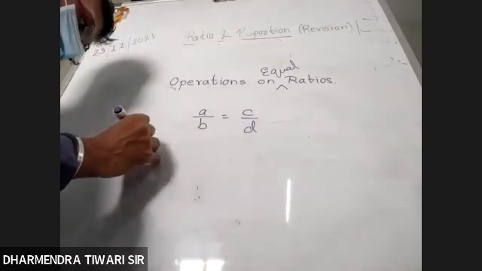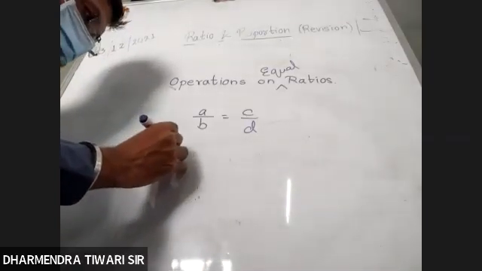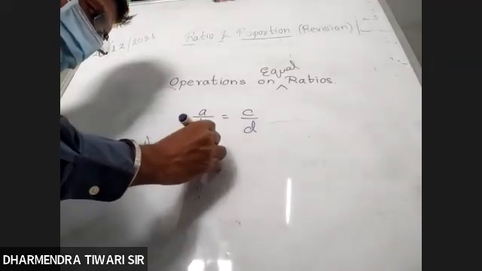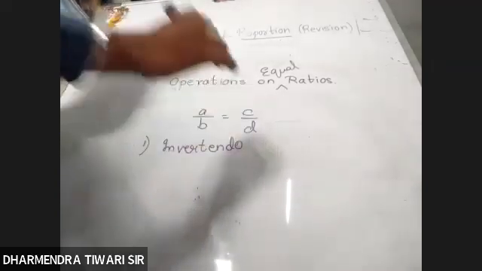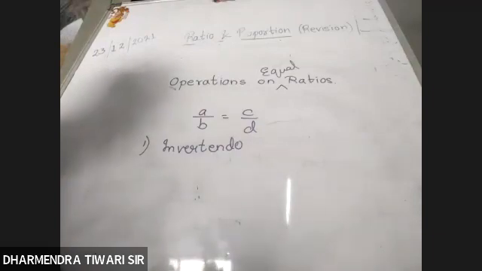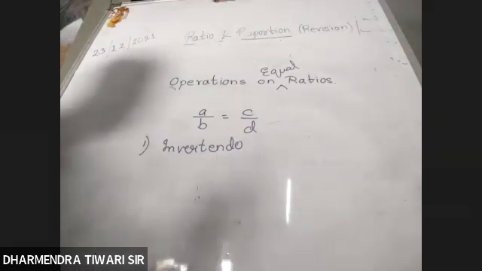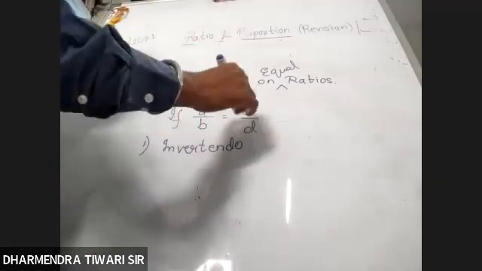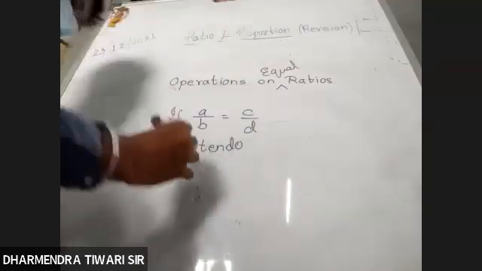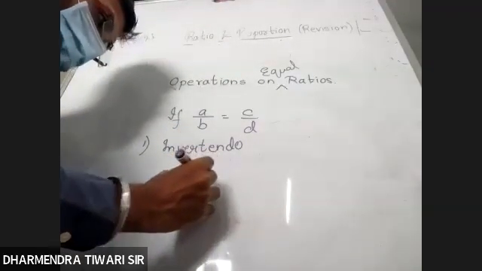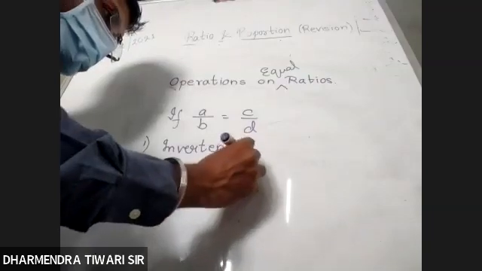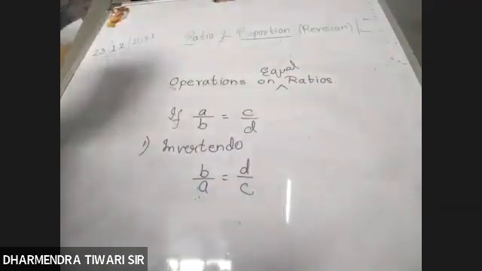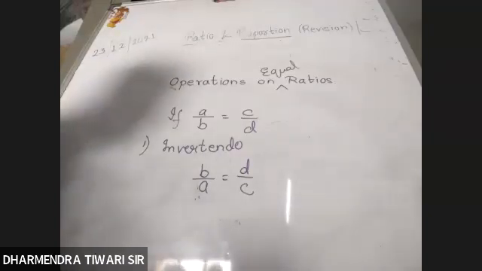First, invertendo. This is the first operation. What invertendo says is, if we have A by B, the first ratio, equal to the second ratio C by D, then by invertendo we have B by A is equal to D by C. This is the first operation on equal ratios, which is called invertendo.